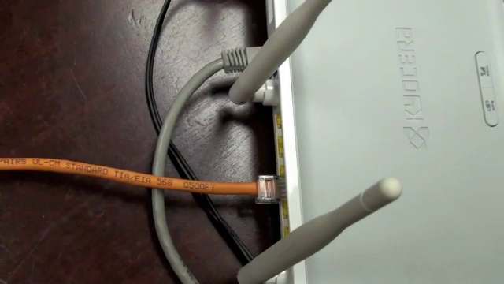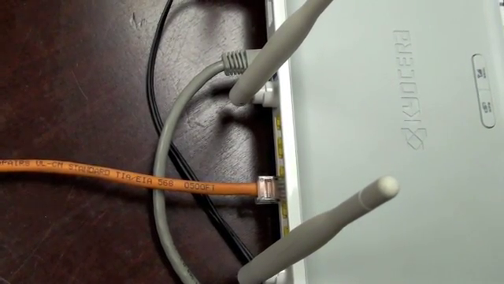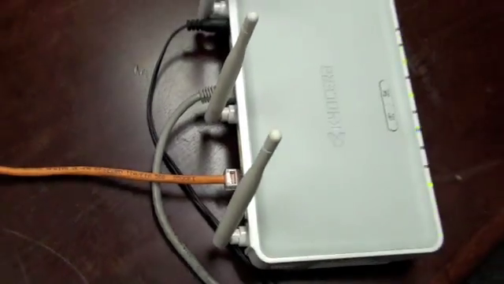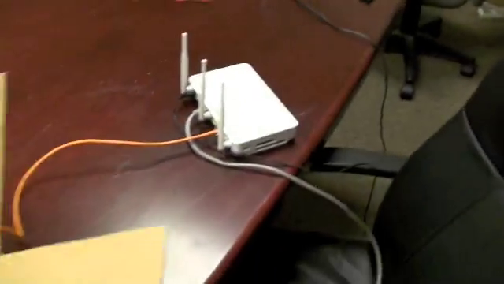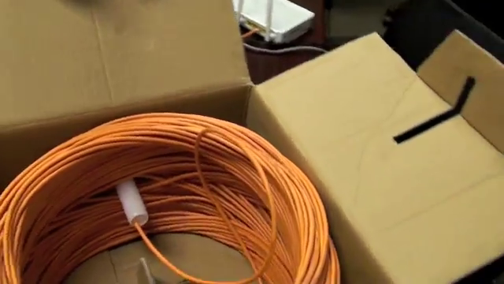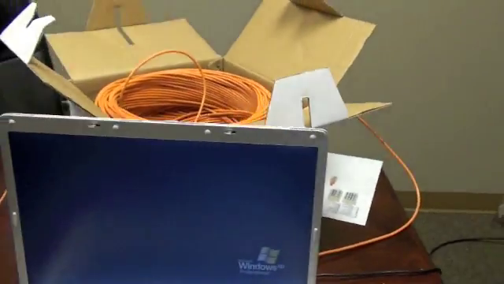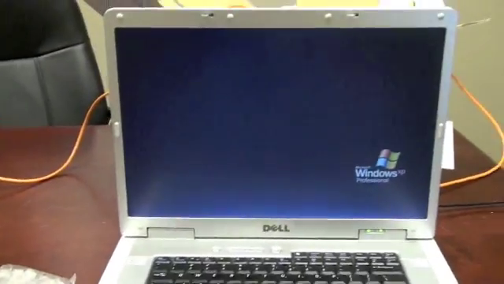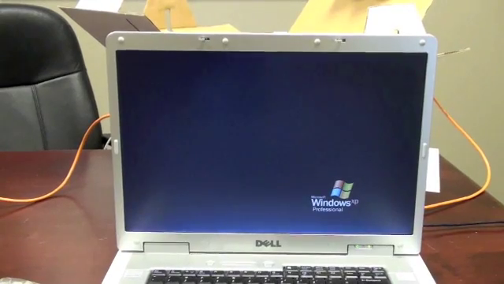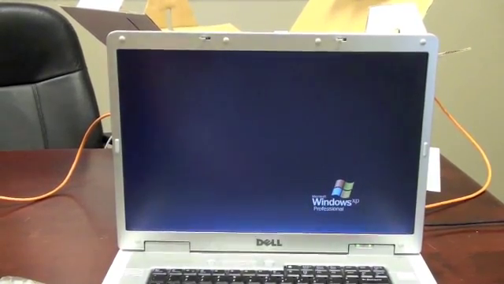Now we're going to test it over 500 feet. So here's the cable marked at 500 feet. Cable is of course marked at every foot. Here's our box of 500 foot cable coming straight into the computer. And now for the download test.